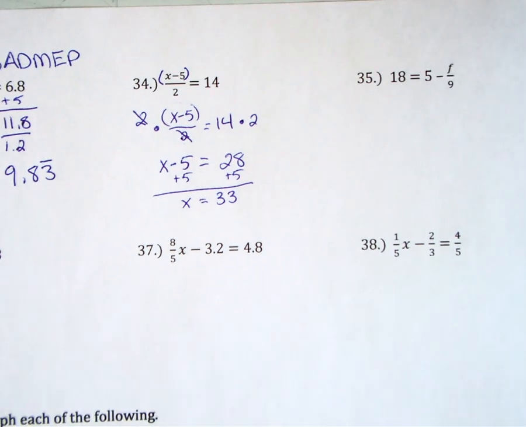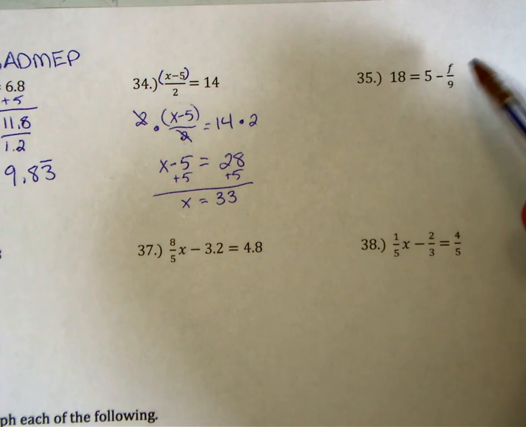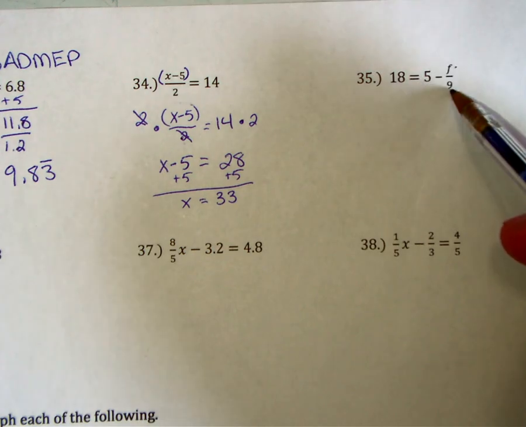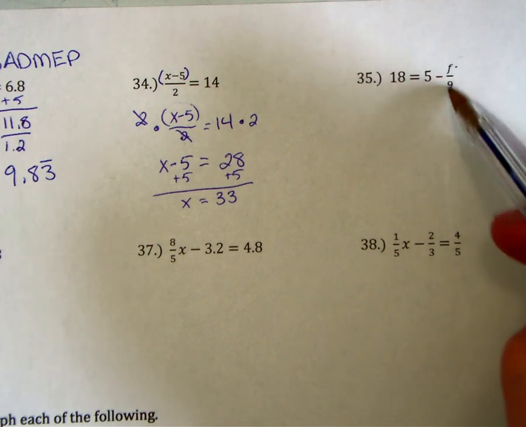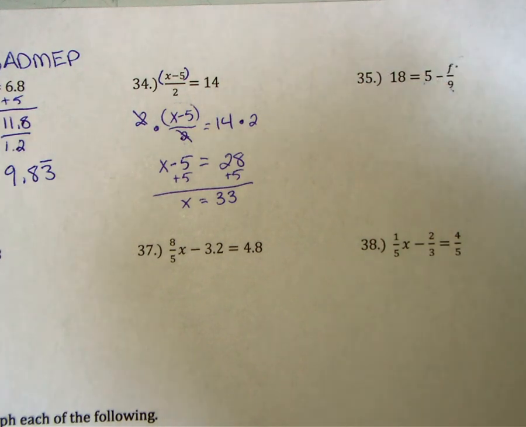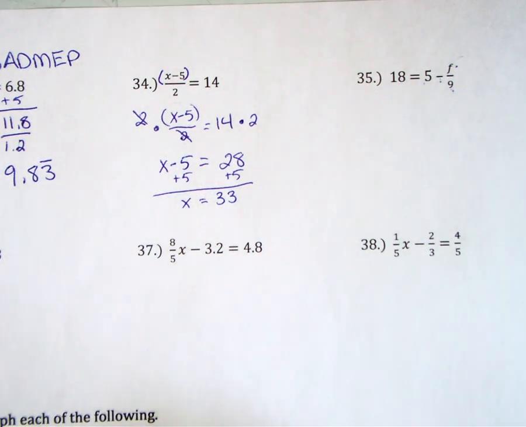Number 35. Number 35, we see that f is in the fraction with 9. That's division. But this term is getting subtracted from 5. So we need to deal with the subtraction process that's taking place here.